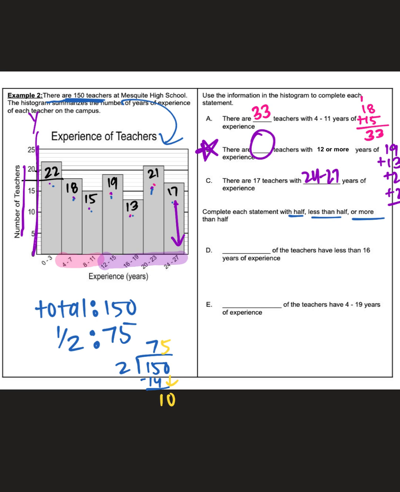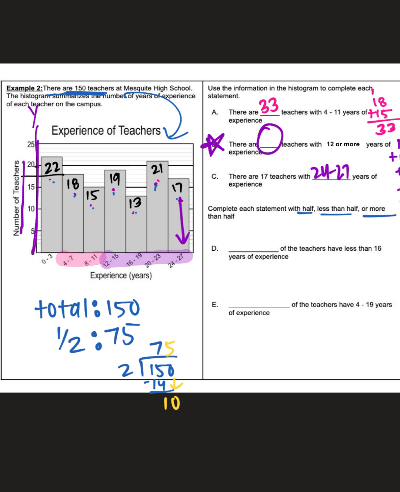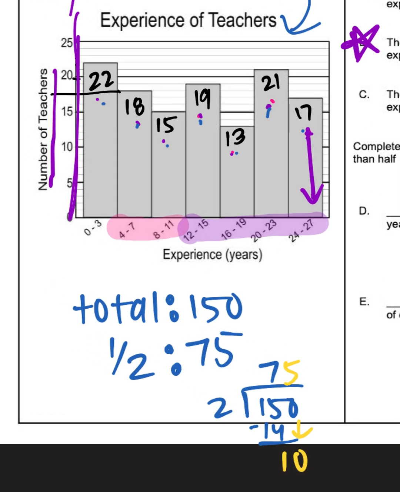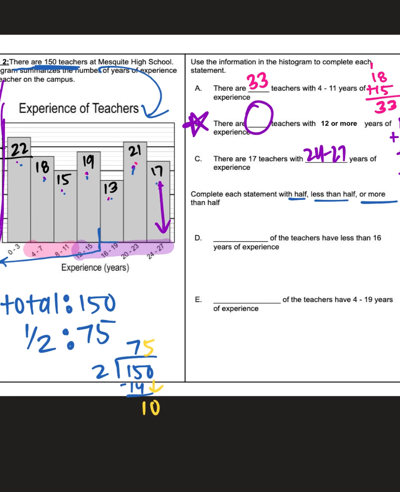Okay, so blank of the teachers have less than 16 years of experience. So we've got to find 16 and get less than that. So let's look at that on our histogram. So we want less than 16 years. Well, here is the 16-year bucket. We don't want that one. We want less than that, so we want this way, right? All those numbers. So that means we want 19 plus 15 plus 18 plus 22.